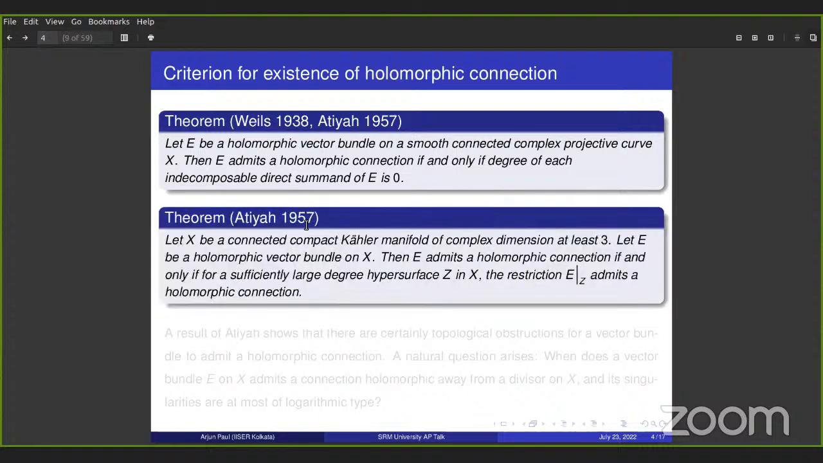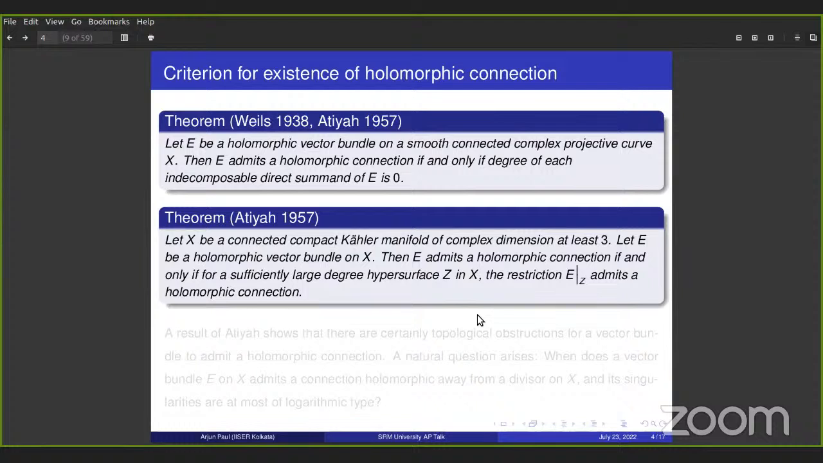Okay. And then in the same paper, the 1957 paper, Atiyah gave another result. He proved that when X is a connected compact Kähler manifold of complex dimension greater than or equal to 3, then given any holomorphic vector bundle E on X, this vector bundle E admits a holomorphic connection if and only if, for a sufficiently large degree hypersurface Z in X, the restriction of this vector bundle to this hypersurface admits a holomorphic connection. So this theorem works for dimension of X greater than or equal to 3. For the surface case, so dimension 2, Atiyah has given a counterexample, so that this restriction theorem for holomorphic connections fails for surfaces in general.